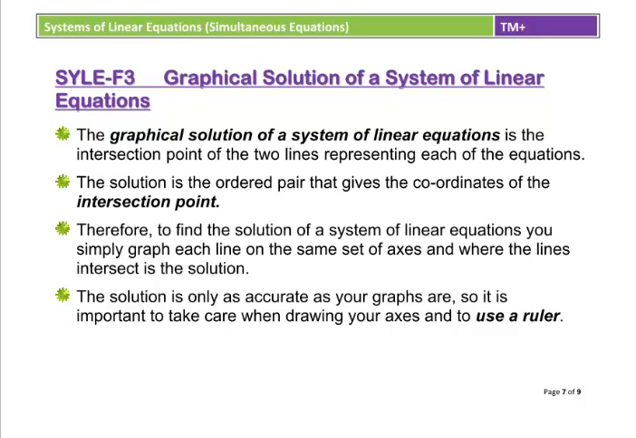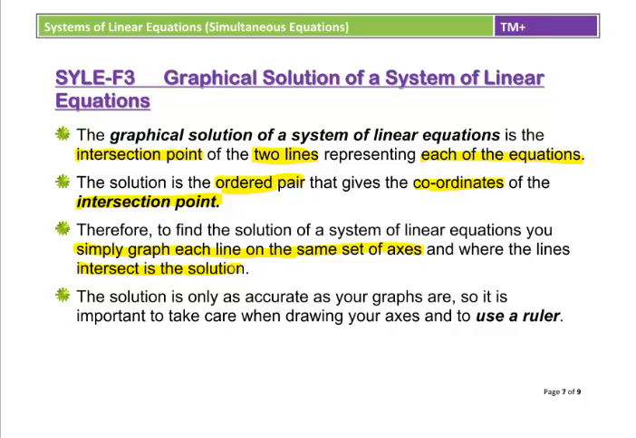Now, the graphical solution of a system of linear equations isn't much harder. Okay? All we need to do is find the intersection point of 2 lines representing each of the equations. So instead of just sketching one line, we're going to sketch 2 lines. And the solution is the ordered pair, or the coordinates, of the intersection point. Therefore, to find the solution of a system of linear equations, you simply graph each line on the same set of axes, and where the lines intersect is a solution.